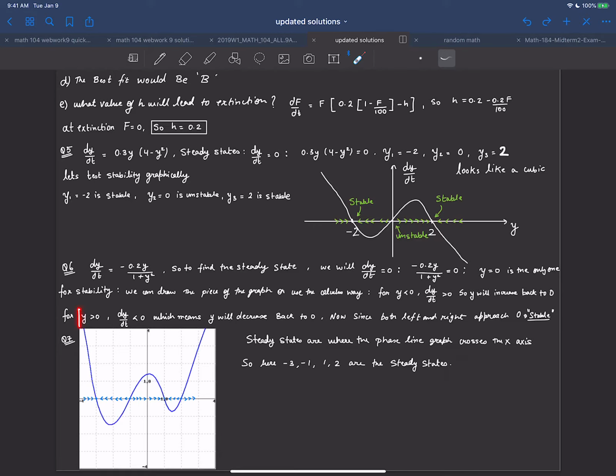How about if you are at a value above 0? What's going to happen at that spot? When you have a value bigger than 0, you plug it in. This is going to be positive.